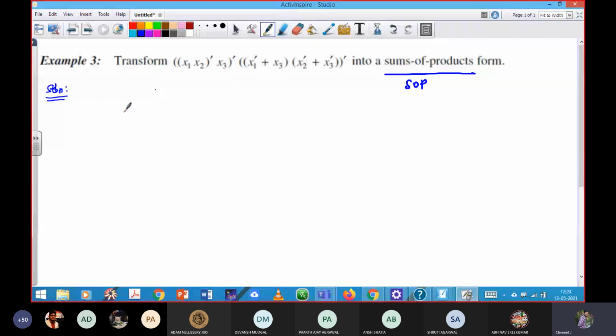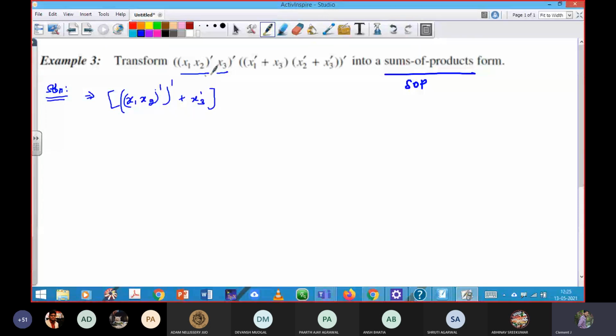First you can start expanding this with respect to the complement symbol. Complement symbol means that I can write the first bracket like x1, x2 dash. Already a dash is there, so I'm going to apply one more dash. Plus, because there are two terms A, B, I'm going to apply (A, B) whole dash, which can be expanded as A dash plus B dash. So here I have written A dash plus B dash, that is x3 dash.